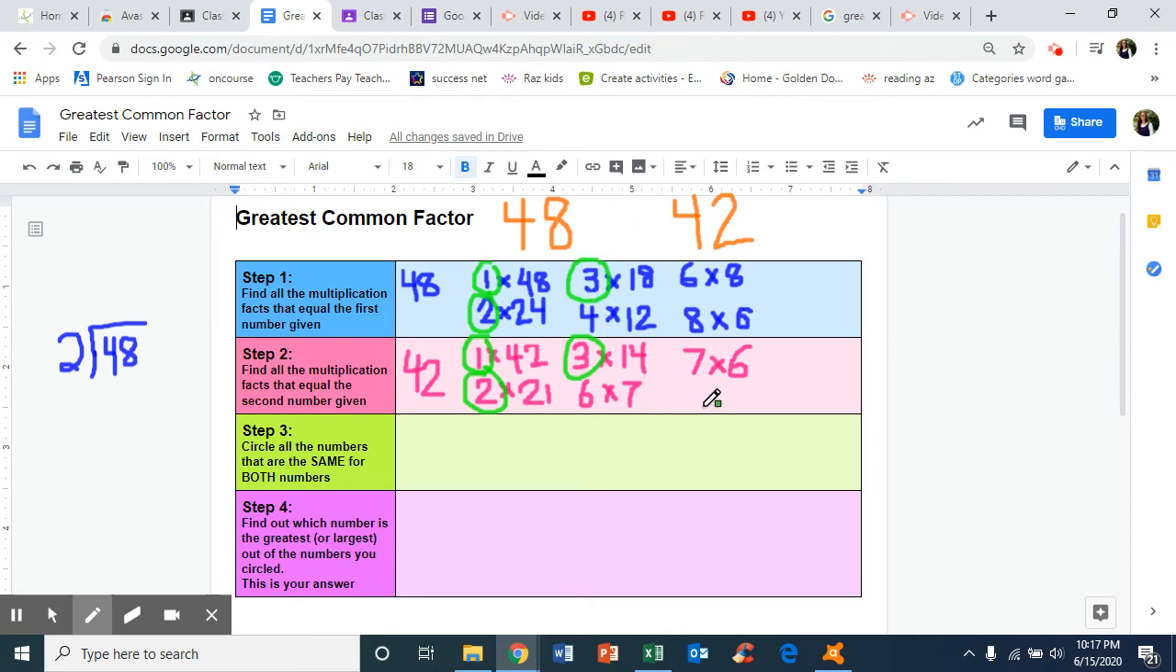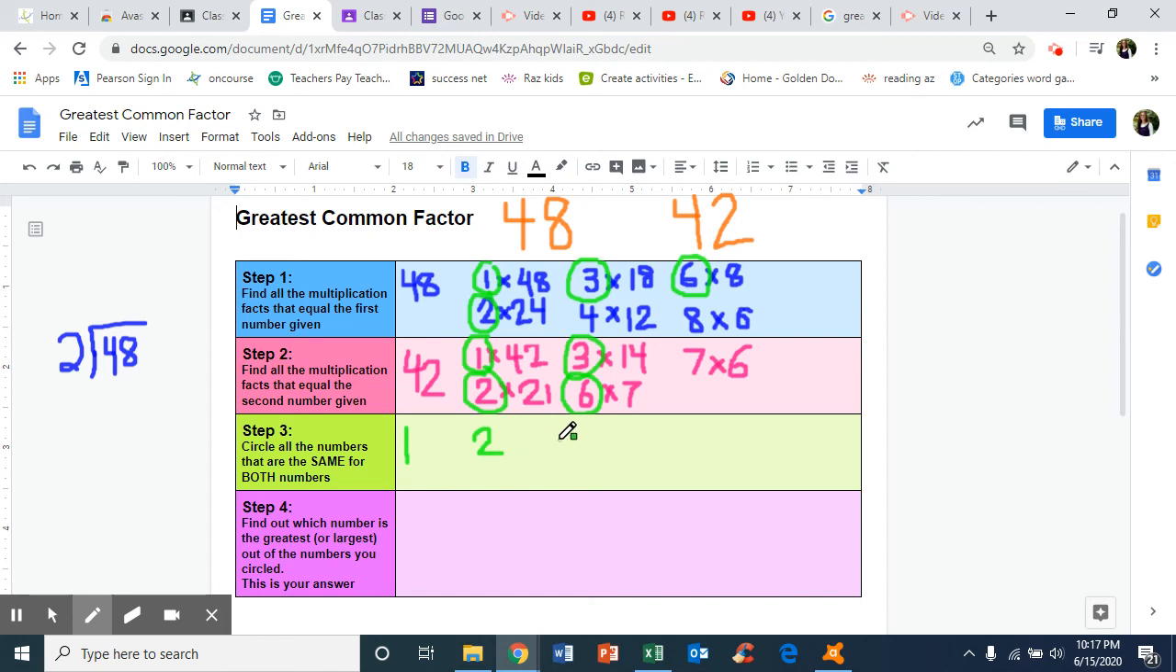4. 4 is not down here, so it will not be circled. The number 12 is not down here, so it will not be circled. 6 is down here, so I will circle it. And again, you don't have to circle the number 6 twice. The number 8 is not down here, so I will not circle it. So the numbers that we have that are the same on both, oops, I forgot to circle. That's 6.